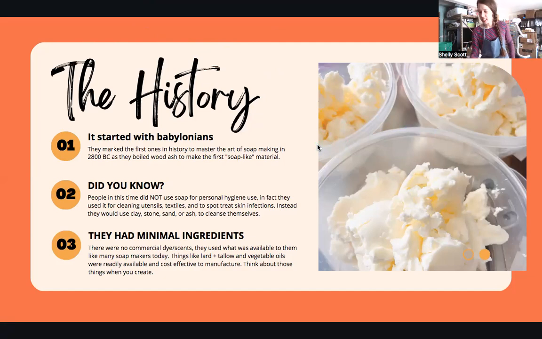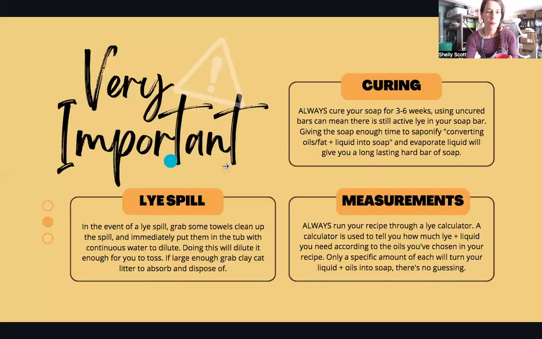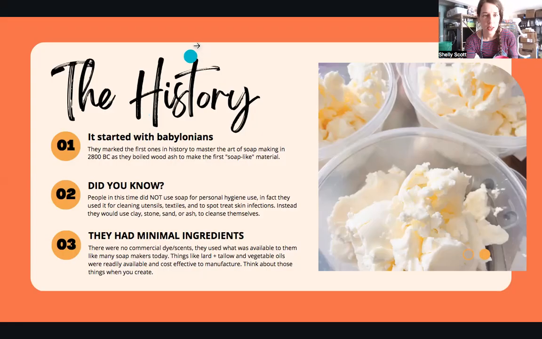I always think it is so fun just to get an idea of where it all started. How did our ancestors begin to make soap for themselves and their families? Soap making started back in 2800 BC with the Babylonians. They were the first in history to master the craft of soap making during that time. They boiled wood ash down to make homemade lye and the first soap-like material.